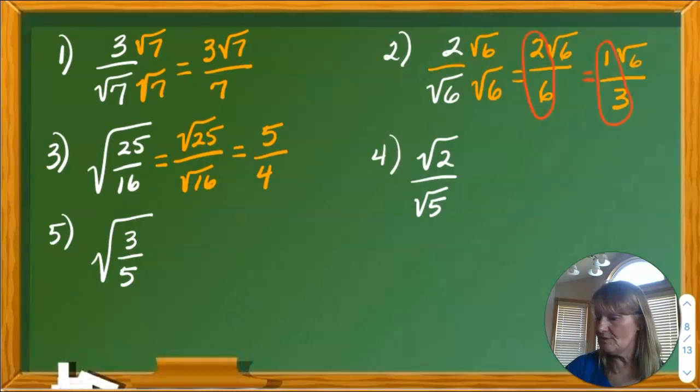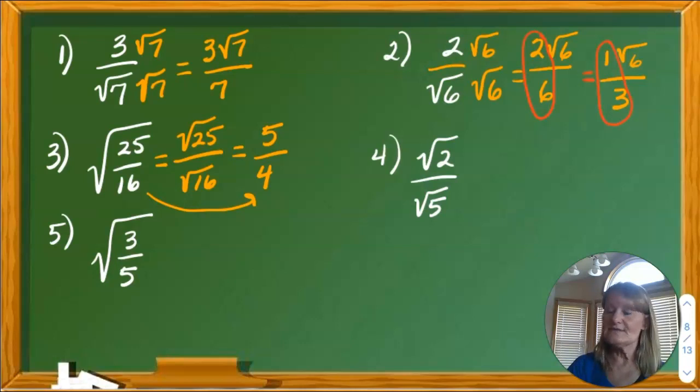Now, some of you probably could have gone straight to that step and not broken apart just because you saw that they were both perfect squares. That's awesome. That's fine. That's not always going to be the case, as in number 5 when I do it in a few minutes. Okay, number 4.